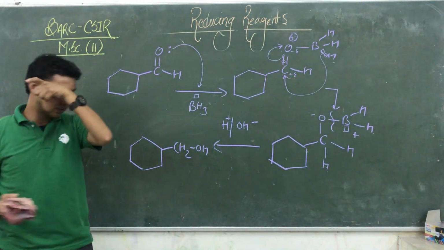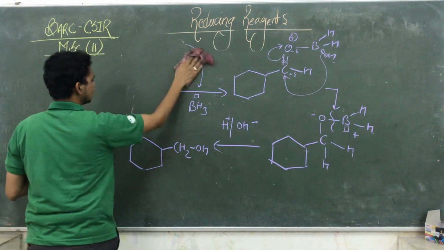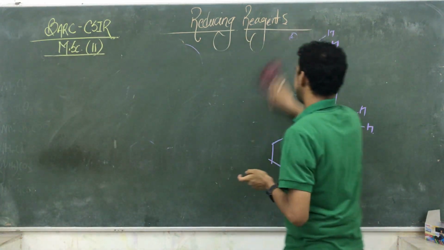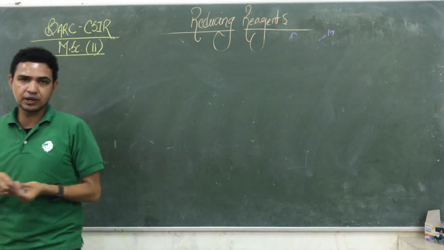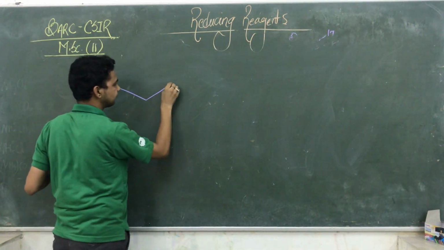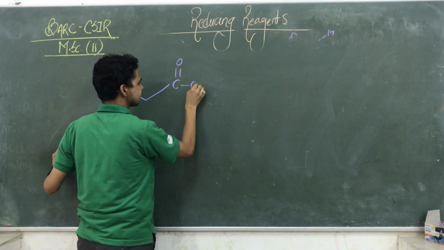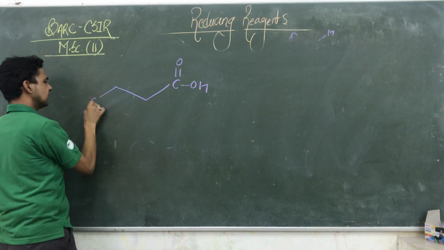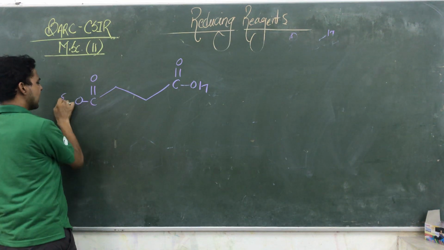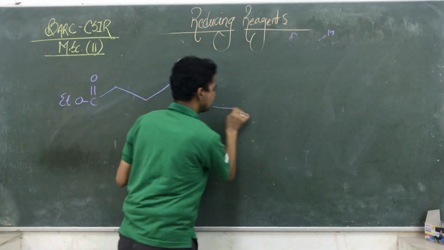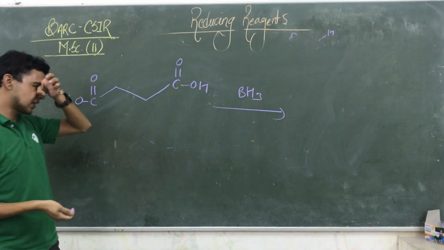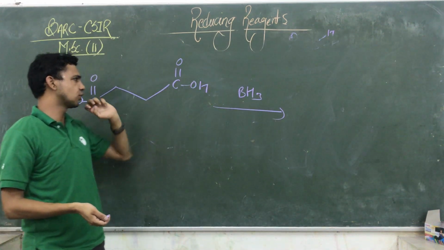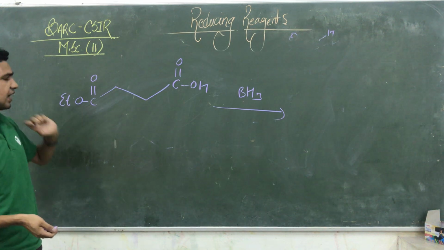Then we are talking about the selectivity. So see guys, in the case of selectivity, if 2 types of functional group are available in a compound, just like this one, one acidic group is here and one ester group is here. If we are talking about the reducing power of BH3, BH3 only affects this acidic group, not this ester group.